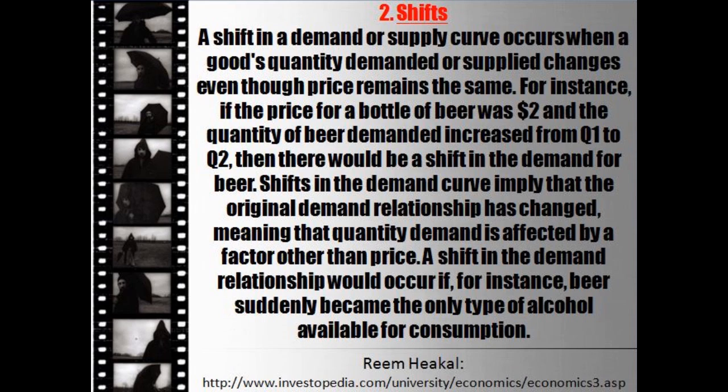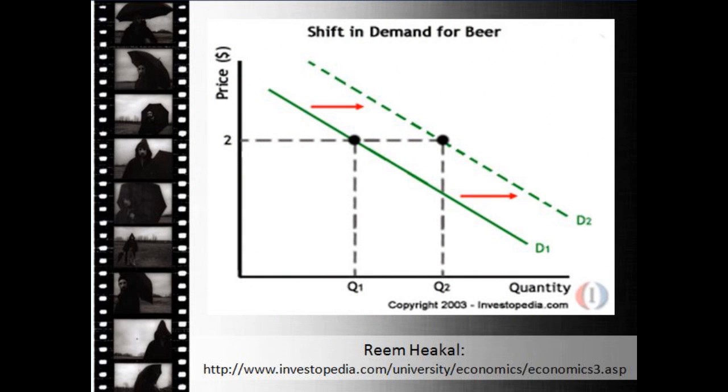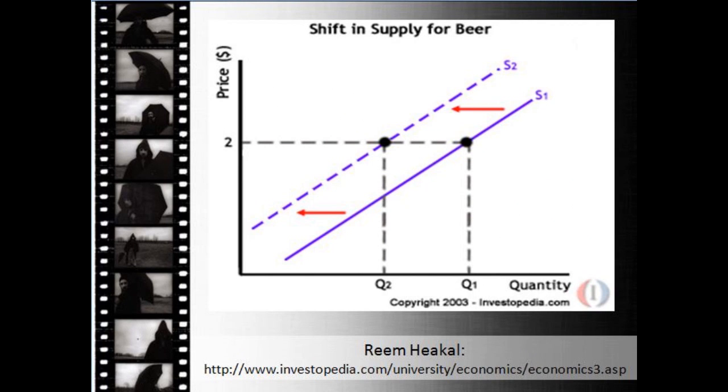Shifts in the demand curve imply that the original demand relationship has changed, meaning that quantity demanded is affected by a factor other than price. A shift in the demand relationship would occur if, for instance, beer suddenly becomes the only type of alcohol available for consumption. And this is a sample curve of shift in demand for beer. And this is a sample of shift in supply for beer.